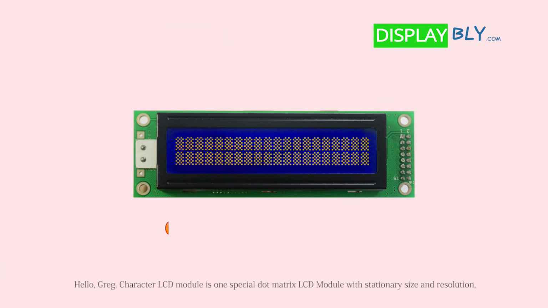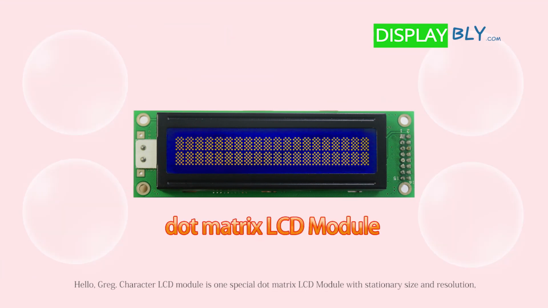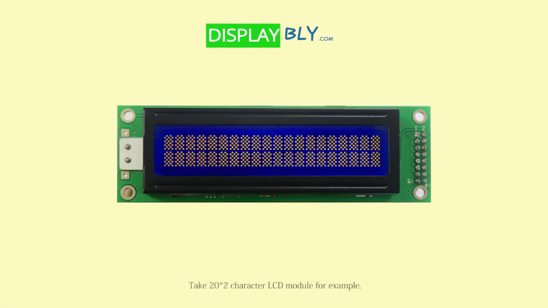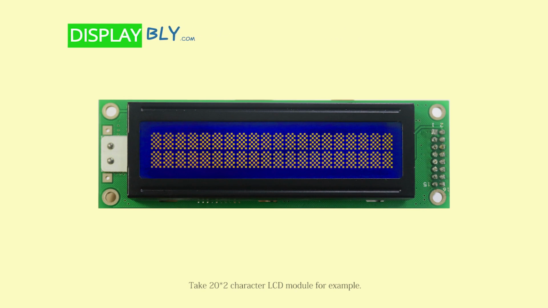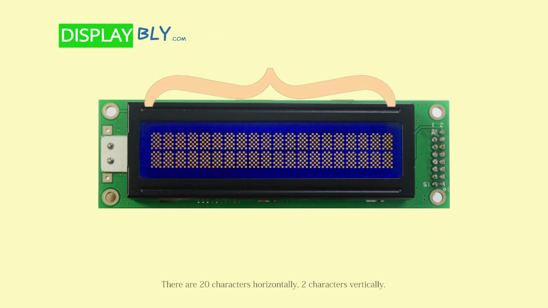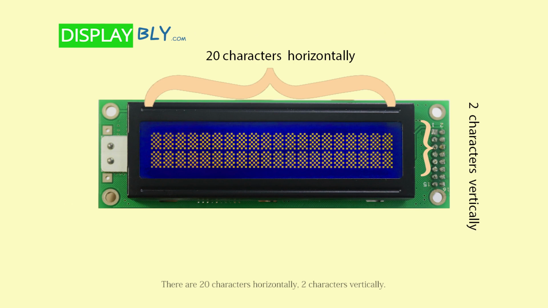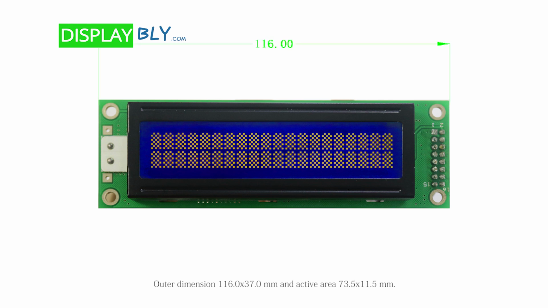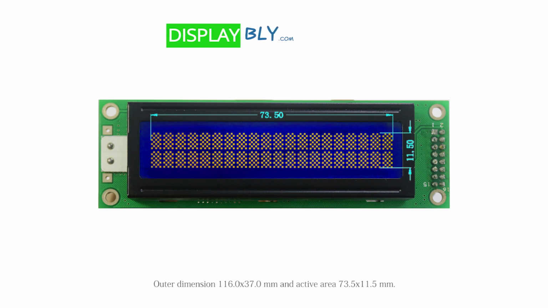Hello, Greg. Character LCD module is one special dot matrix LCD module with stationary size and resolution, operation voltage, interface, etc. Take 20 by 2 character LCD module, for example. There are 20 characters horizontally, 2 characters vertically. Each character is a 5 by 8 dot matrix. Outer dimension, 116 by 37 millimeters, and active area, 73.5 by 11.5 millimeters.